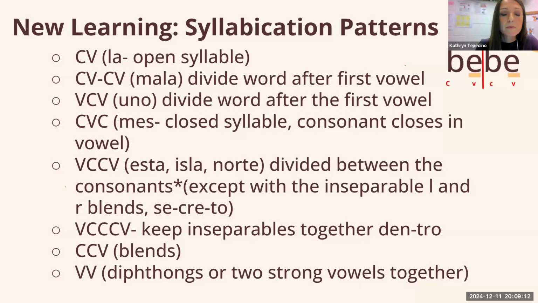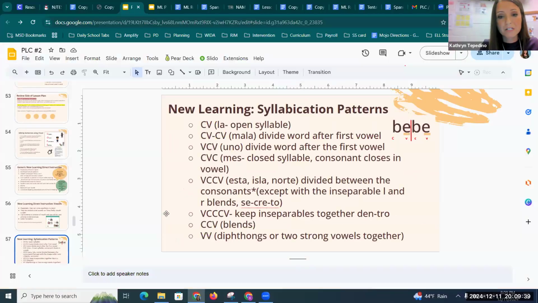The next syllable type is VCV, where you have one vowel and then an open syllable. So in this syllable type, I teach them underline the vowels. It's pretty much the same as CVCV. You underline the vowels and you cut after the first vowel. So you have no. Any questions with that about teaching them how to divide the different words?